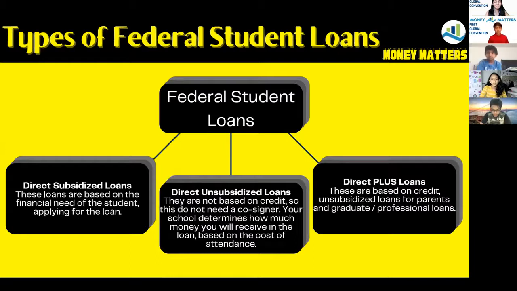There are three types of federal student loans: direct subsidized loans, direct unsubsidized loans, and direct PLUS loans. Direct subsidized loans are based on the financial need of the student. Direct unsubsidized loans are not based on credit and don't require a cosigner. Your school determines how much money you receive in the loan based on cost of attendance. Direct PLUS loans are based on credit and are unsubsidized loans for parents and graduate or professional students.